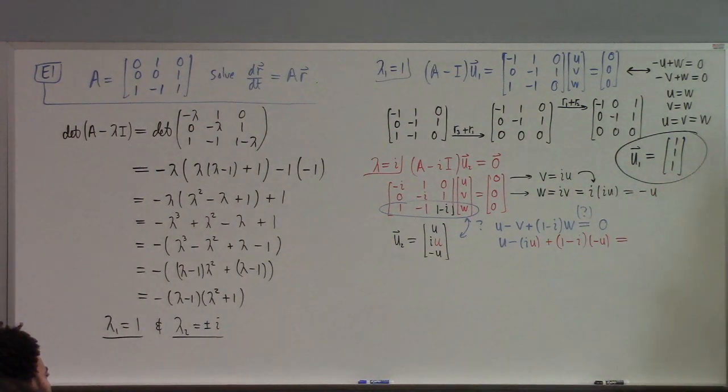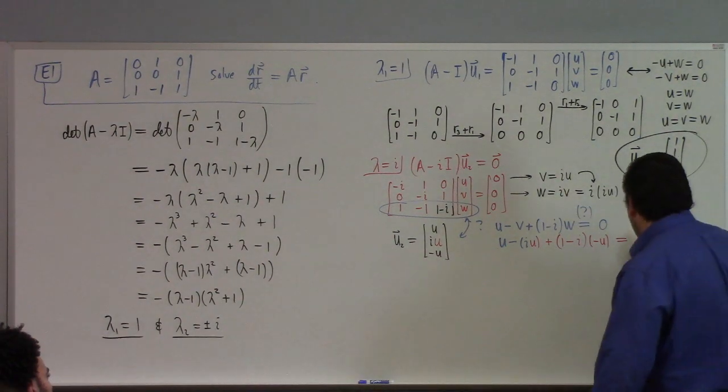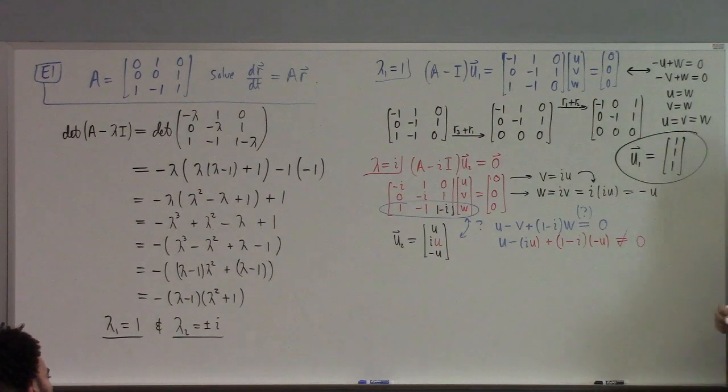I've got u minus iu plus iu. Indeed, it works. Woohoo! So I have simultaneously solved all three equations, right? It looks like there's three equations there, but there's not really. There's a redundancy, right? Because we didn't find a unique solution, we found infinitely many. That has to happen for the eigenvalue problem, eigenvector problem.